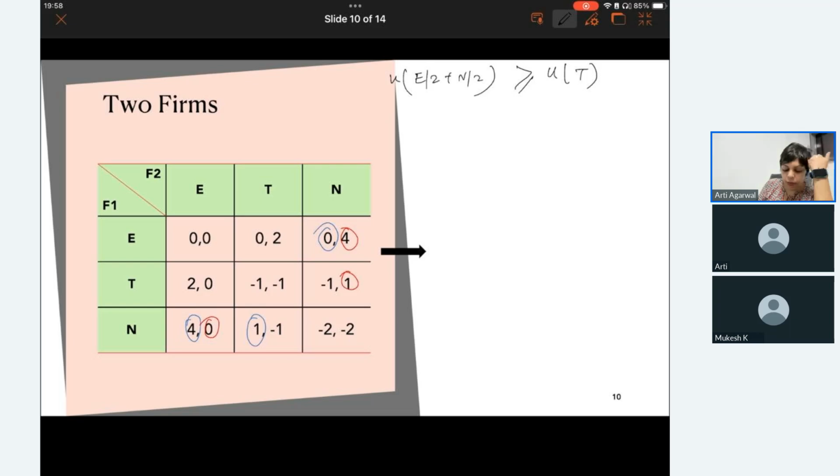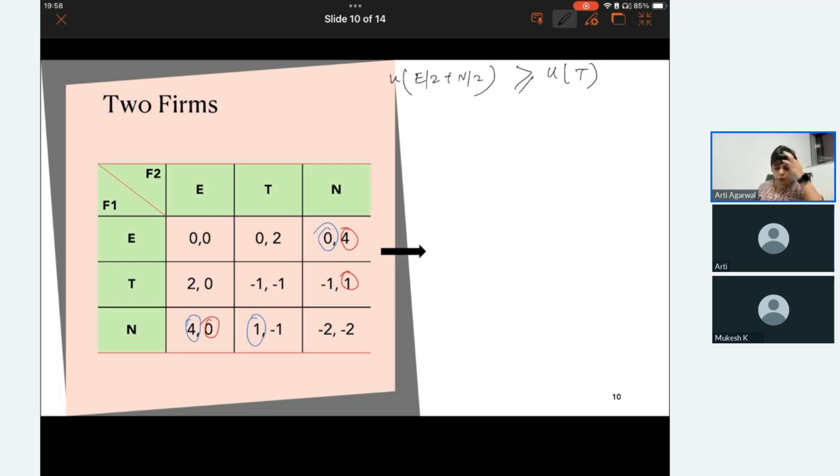Now let's see. For firm 1, see the first column. If the other guy is playing E, I have the option of E, T, and N. E gives me 0, T gives me 2, N gives me 4. Now, if I take E by 2, N by 2, I get 2, which is same as T.